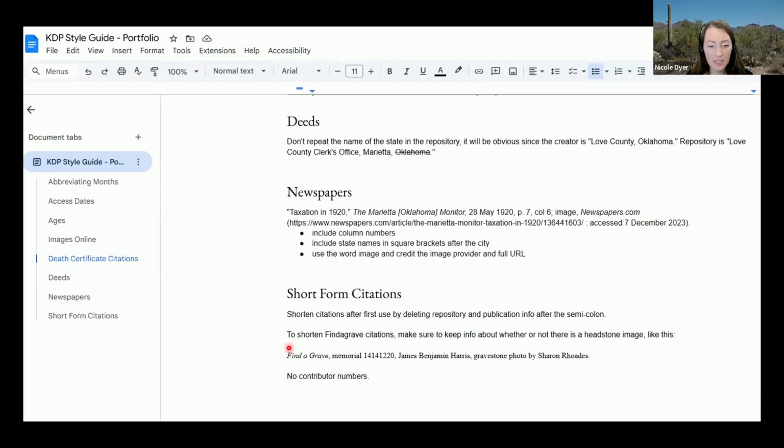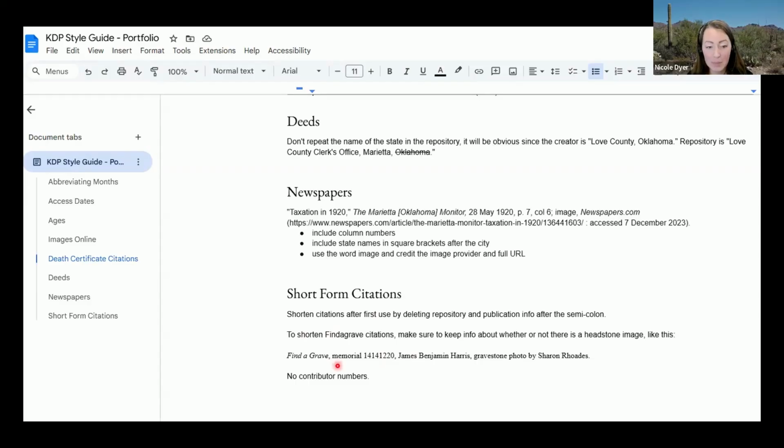And then to shorten Find a Grave citations, it was a little trickier, and I had a lot of these. So I had to make sure to keep the info about whether or not there was a headstone image. So Find a Grave, this memorial, this person, and then the fact that there's a gravestone photo by so-and-so. And then I decided not to put contributor numbers when I do short form Find a Grave citations.